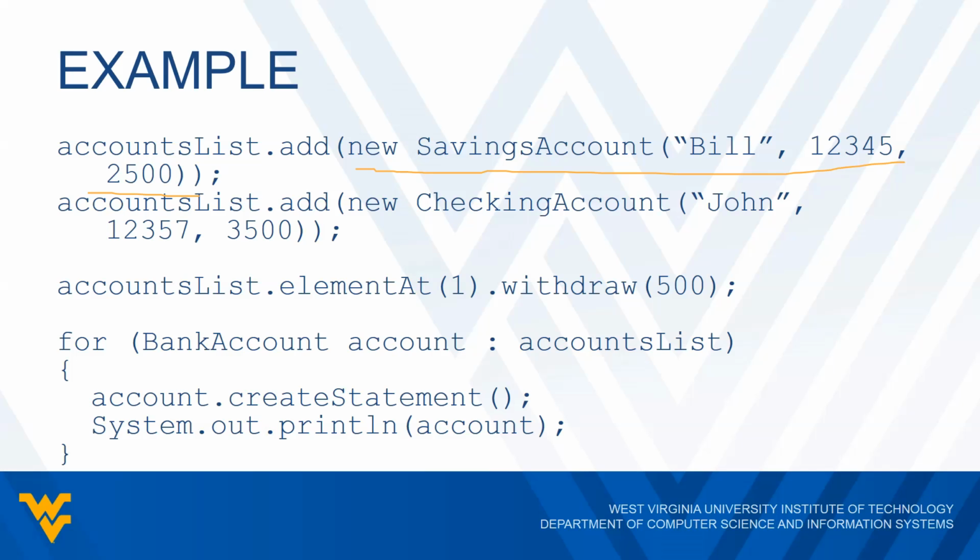and then we're going to withdraw $500 from that. And then we also see here that we can use a for each loop to do stuff with each element in the vector. So in this case, we can create a statement for each account in here. So we have for bank account, accounts list. So account is going to store the object for that particular element in the vector. And then we're going to invoke the create statement method, which we can do because for both the checking account and savings account, the create statement method is defined, and then we can print out the contents of the account because the toString method is defined in both of those classes as well.